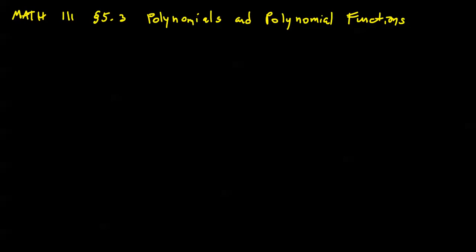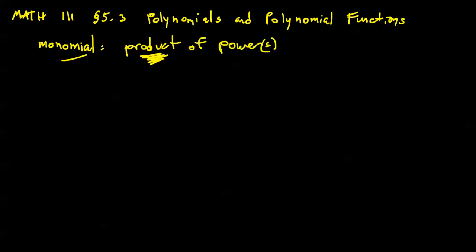Good morning. Today we're going to be talking about section 5.3 entitled Polynomials and Polynomial Functions. As you may recall, let's define a monomial. A monomial is nothing more than a product. And the key word here is product. It's a product of powers, could be more than one, of variables, and a constant, sometimes referred to as a coefficient.